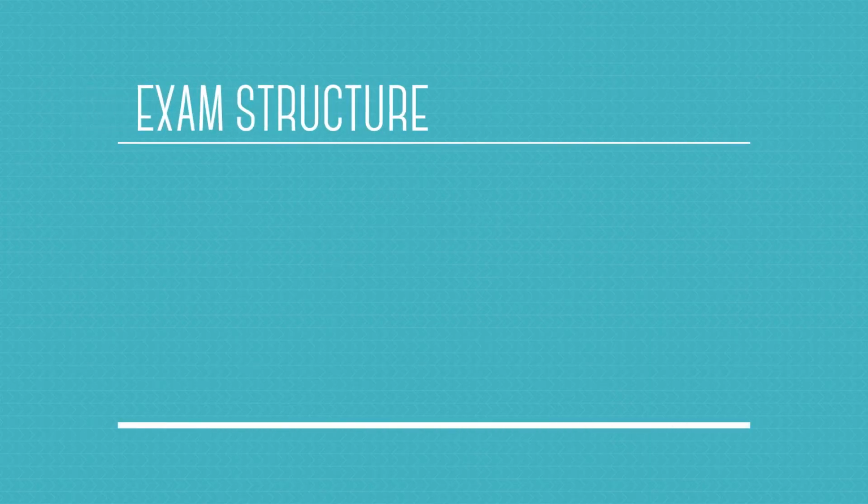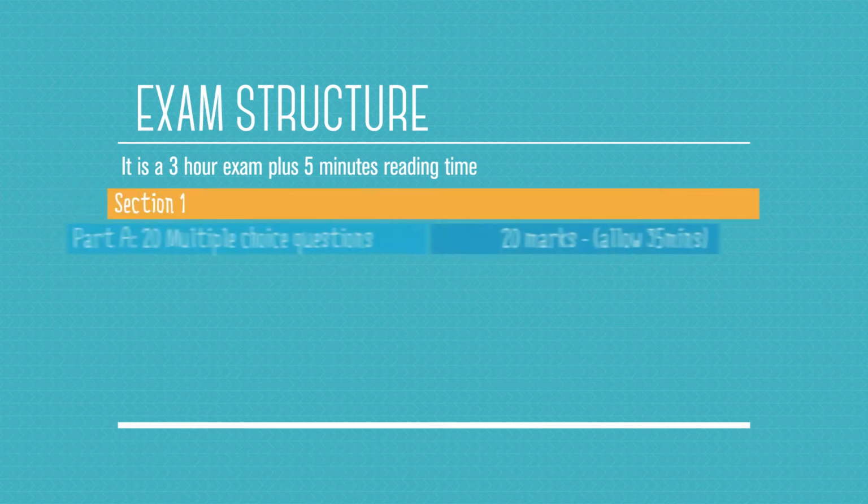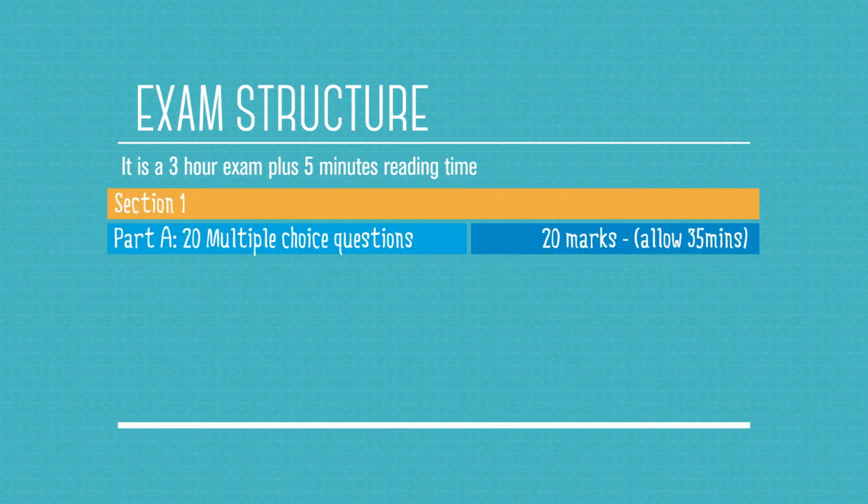The exam structure. It's a 3-hour exam and you get 5 minutes reading time on top of that. There are 2 sections. Section 1 has Part A, which is 20 multiple choice questions, a total of 20 marks. Allow about 35 minutes for that part.